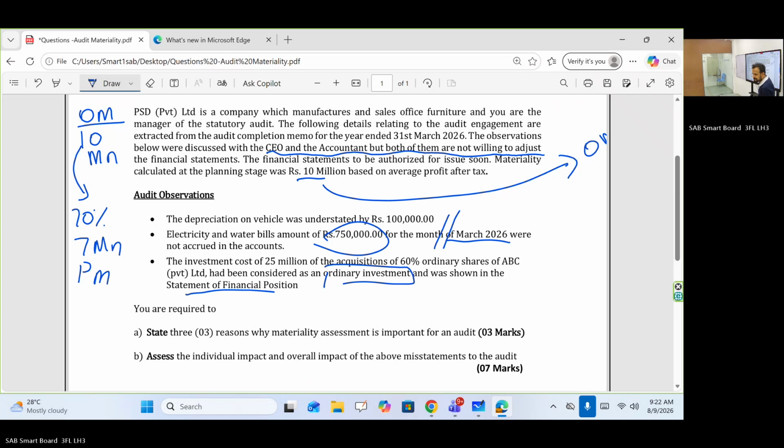Here, you need to apply the accounting standard. I will tell one thing: if it is more than 50%, it is not just an investment or associate, it is a subsidiary.